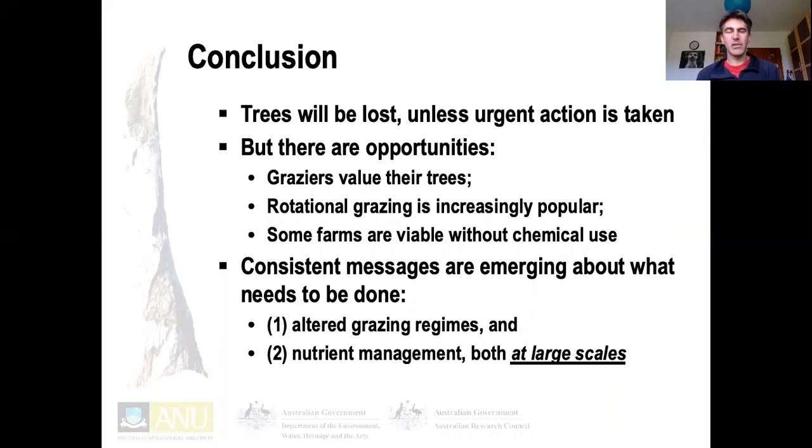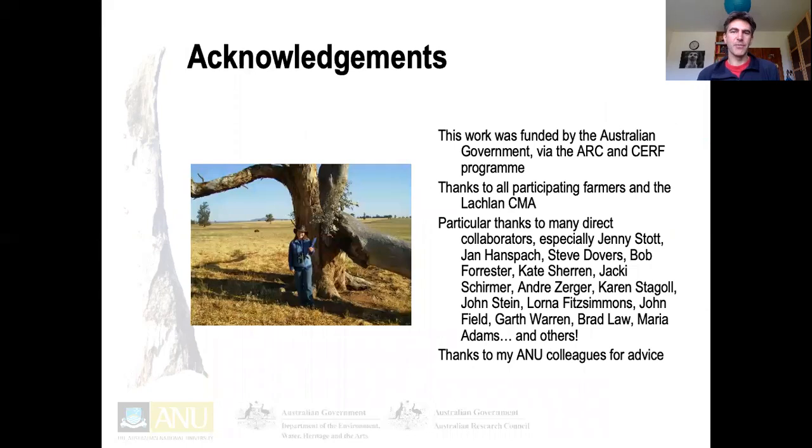So with those trends, trees will be lost unless urgent action is taken, but there's an opportunity in the sense that graziers seem to value their trees. Rotational grazing seems to be increasingly popular, and it does seem that some farms are actually viable without chemical use as well, which is helping the soil nutrient status. So it seems that what's needed is both altered grazing regimes and nutrient management at large scales.